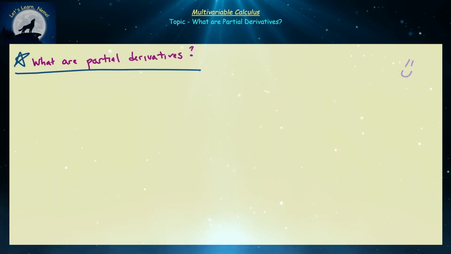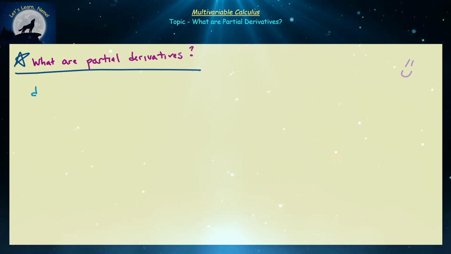Today we're going to be introducing one of the more important mechanisms associated to multicalc, and that is the partial derivative. So what exactly is a partial derivative? Well, if you don't know what a natural derivative is, or sometimes people call it a total derivative, then a partial derivative will seem very daunting at first.